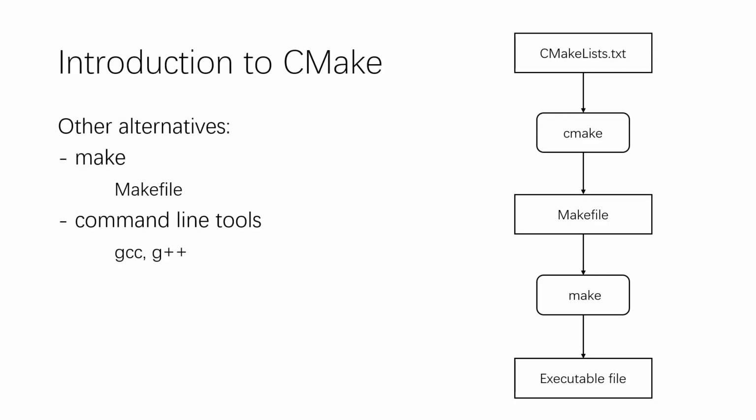There are other choices to build a project. For example, we can write Makefile and use Make. We can also use the command line tools like GCC and G++. But when there are too many source files, using the commands or writing the Makefile can be very complicated. Then we can use CMake to generate the Makefile and then build the project. That means we don't need to write the Makefile by ourselves.